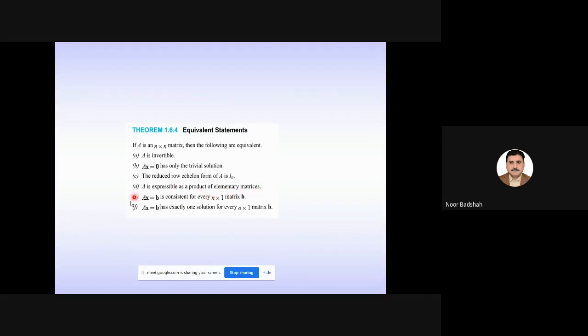And Ax equal to B is consistent for every n by 1 matrix B, because if A is invertible, it will obviously be consistent, and it will have exactly one solution. If a square matrix is invertible, the system will have a unique solution, because its reduced echelon form will be the identity matrix. And if you go back to those conditions I discussed, if the last row is 0, then many solutions. If the last row of matrix A is 0, where B is not 0, no solution.